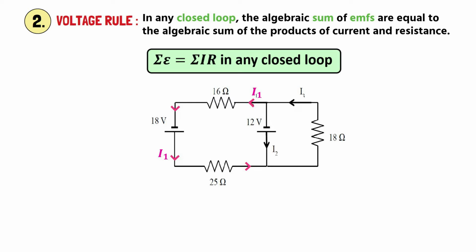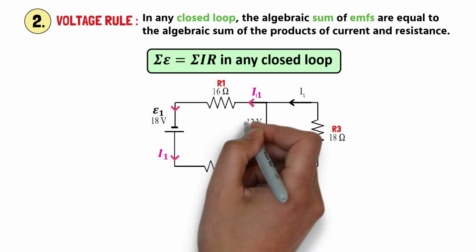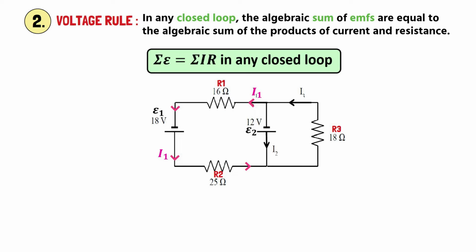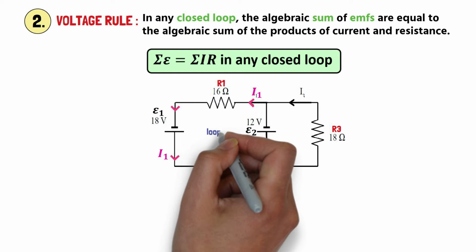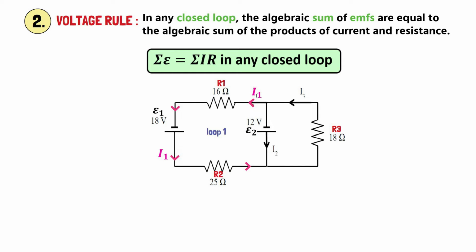Okay. And then here we have R1. Kita ada R2 and R3. So this is EMF 1 and this is EMF 2. Dan kita labelkan ini sebagai loop 1 dulu. Okay. Jadi sekarang kita akan fokus pada loop yang pertama terlebih dahulu sebelum kita tulis equation dengan betul.